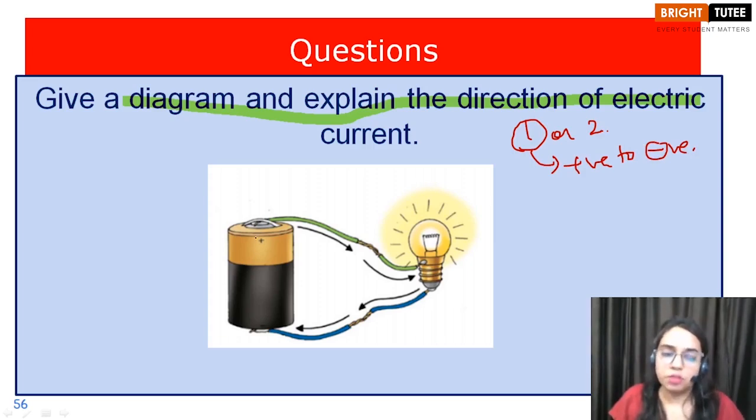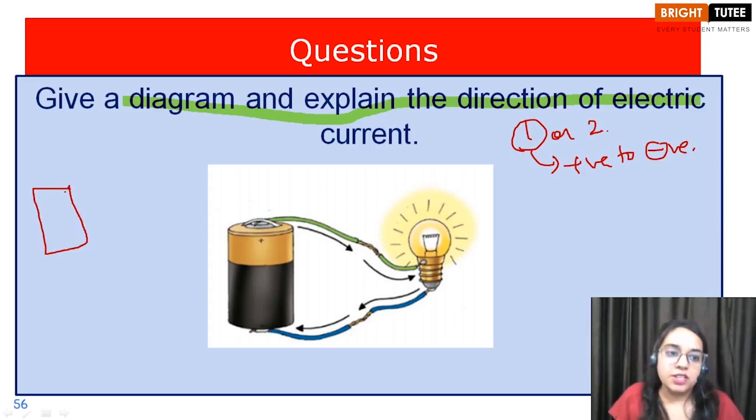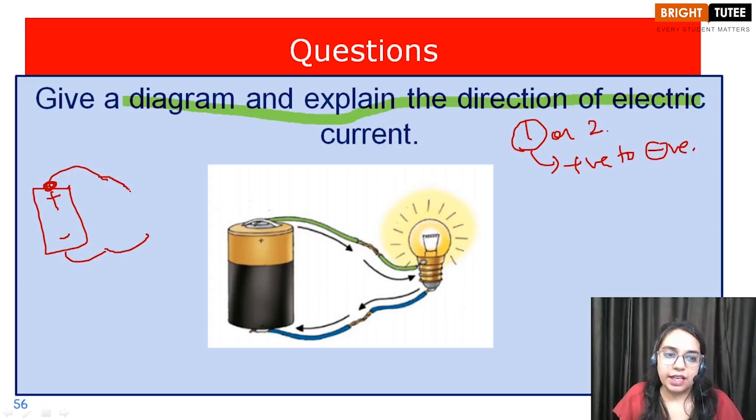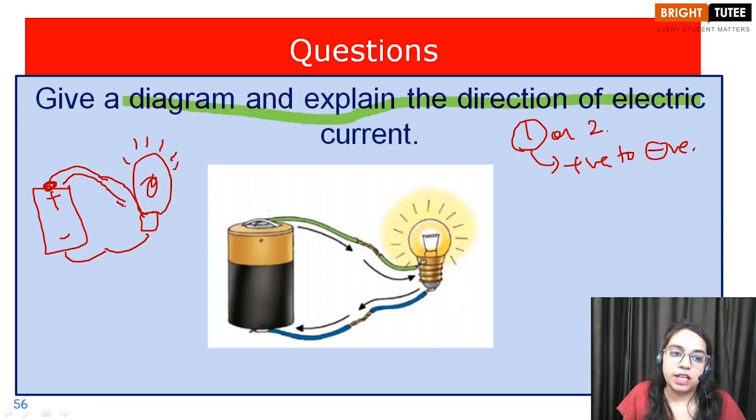But since in the question it is also asking you to draw the diagram for the same, what you are going to do is you can make a rough diagram also, a simple diagram like this. This is the cell with positive and negative terminal. Then we can show the connecting wires connecting it to a bulb, right? And the bulb is glowing, right? And you will show the direction of the current with these arrows, that it is always taken from positive terminal to the negative terminal.